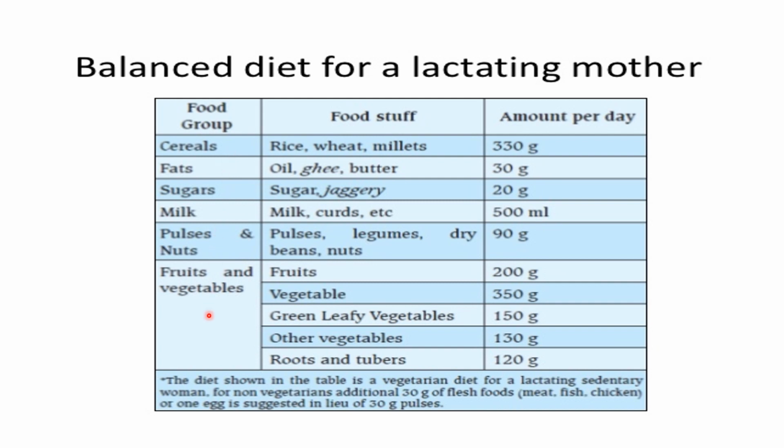Food group items are almost same for the pregnant woman and for the lactating mother. And here also the items are almost same, only the amount is varying. That is, the cereals she is supposed to take 330 grams in a day, fat 30 grams, it is same, sugar 20 grams, milk and curd 500 ml, pulses and nuts 90 grams. Additionally, fruits 200 grams, vegetables 350 grams, green leafy vegetables 150 grams, other vegetables 130 grams, roots and tubers 120 grams.